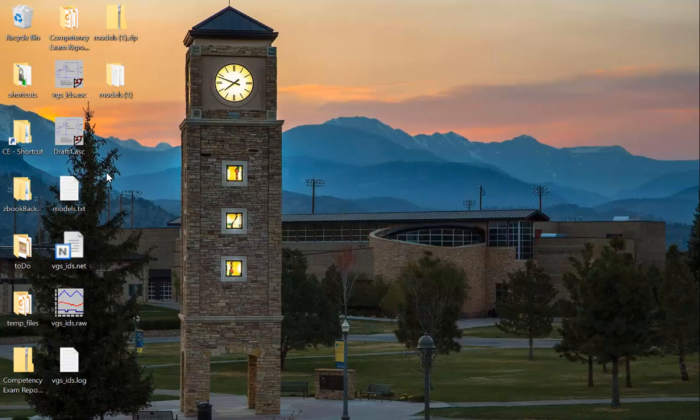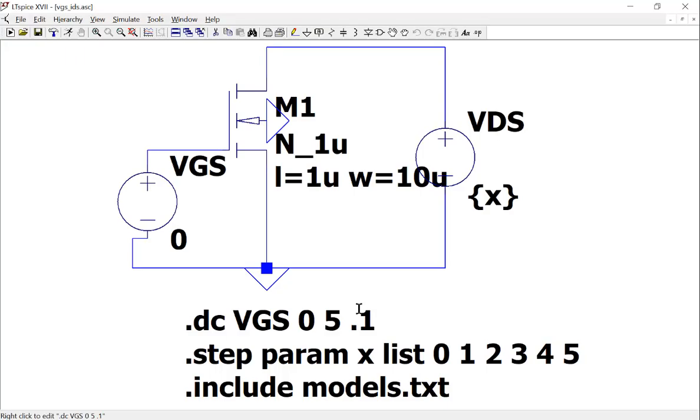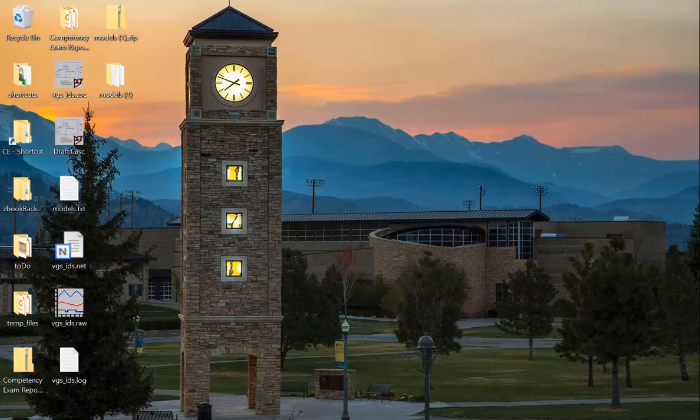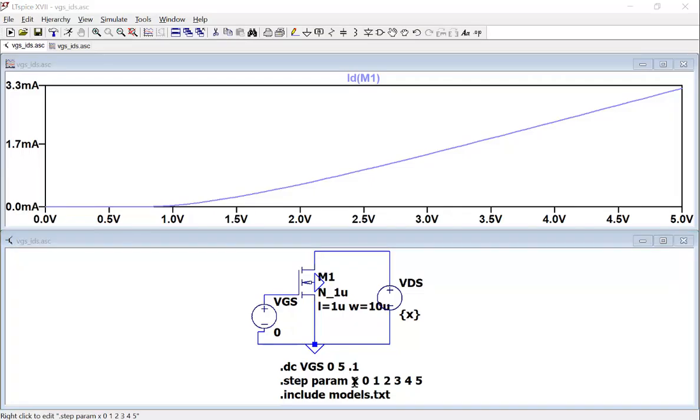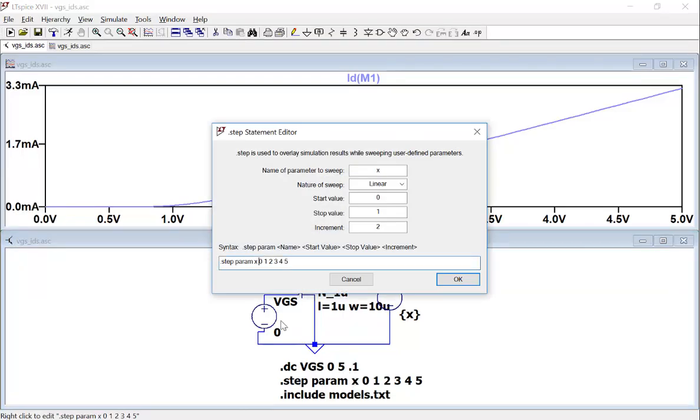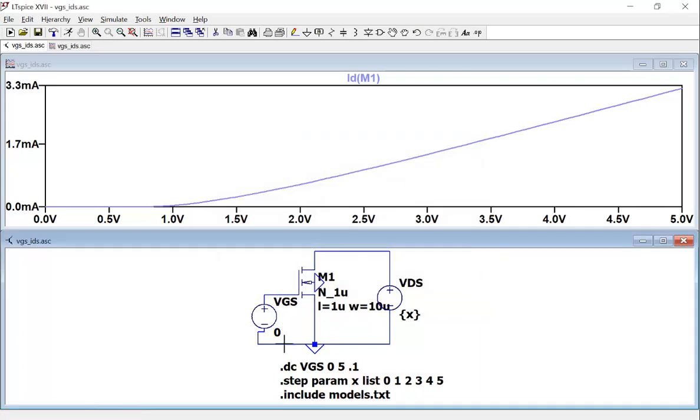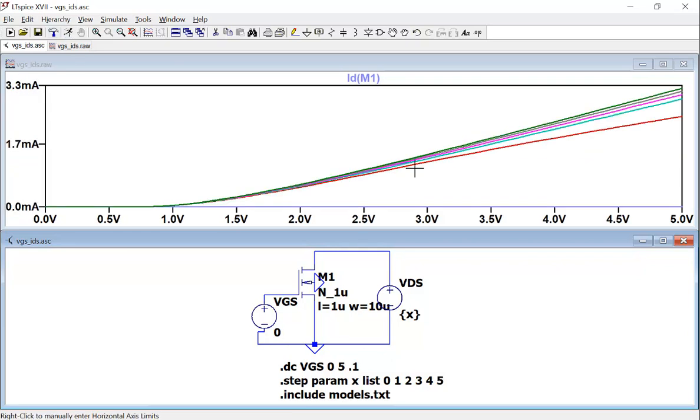So I think I missed one little thing here. Oh, I missed the list. That's a keyword here. So it's basically .step and then you put a list: .step param x list 0, 1, 2, 3, 4, 5. Include models. So what's going to happen is it's going to plot all these different VDS.